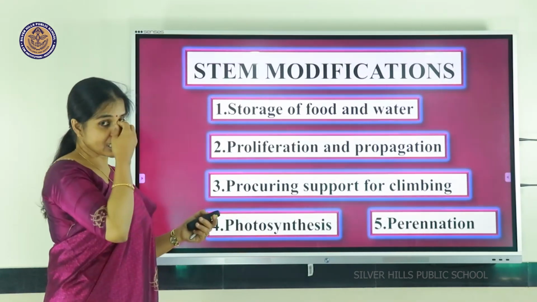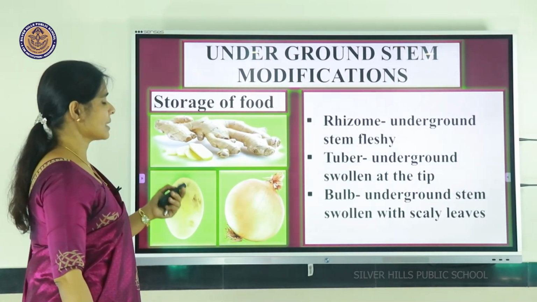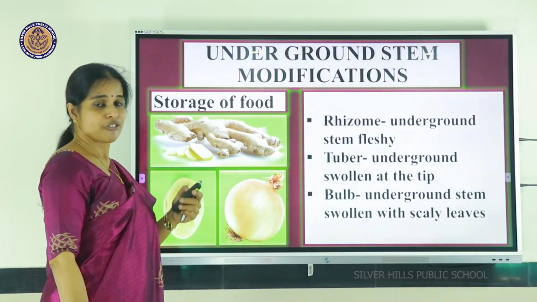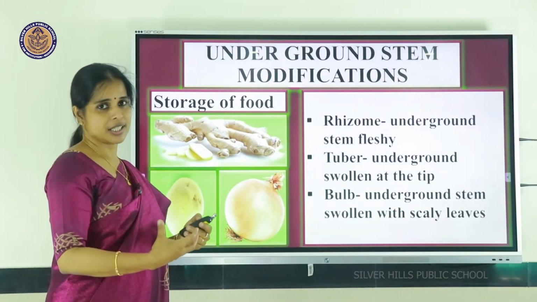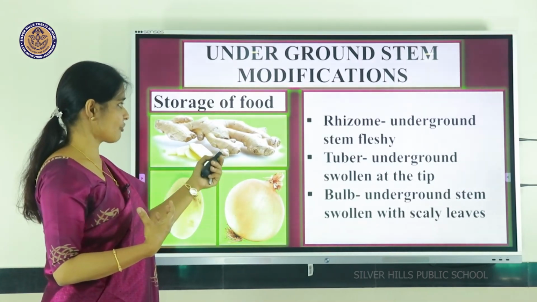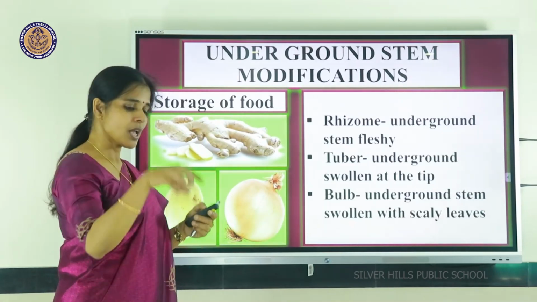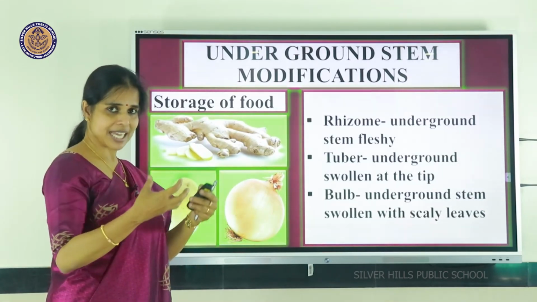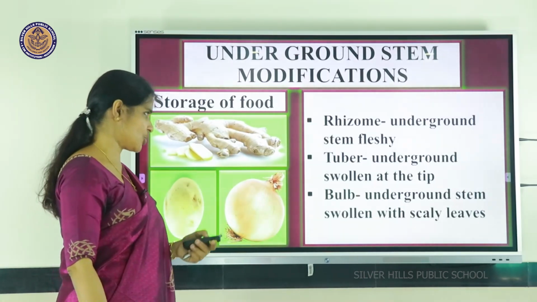So, these modifications we have to study in detail, and we have discussed already. When the stem is growing under the ground for the storage of food, the stem grows underground and becomes fleshy. Then in such cases it can be of different types. When it grows horizontally and becomes fleshy, it is known as rhizome. When it forms lateral branches and each branch tip becomes swollen, it is known as tuber.